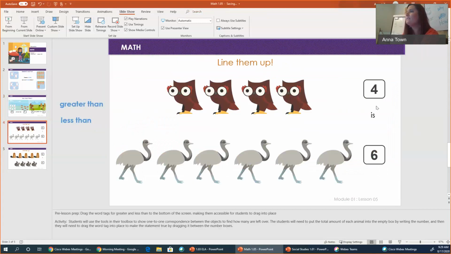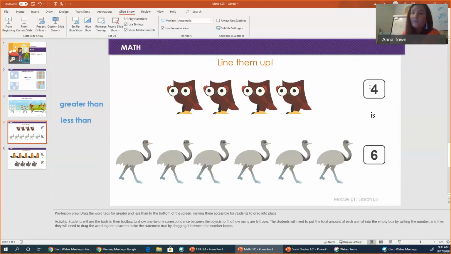Here it is written vertically, not horizontal. It doesn't change what we're going to do. We're still going to say greater than or less than. We are comparing owls to ostriches. There is a 4 written beside the owls because there are 1, 2, 3, 4 owls. There is a 6 beside the ostriches because there are 1, 2, 3, 4, 5, 6 ostriches.